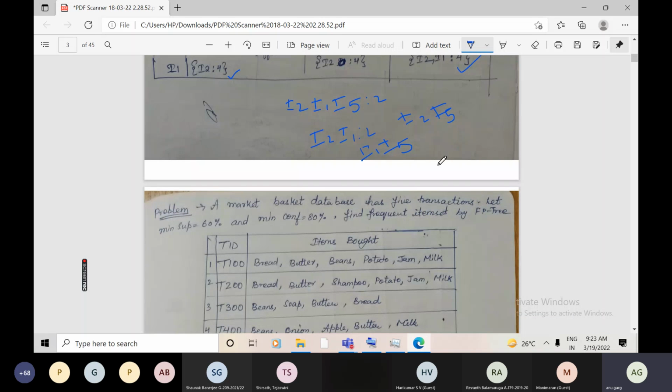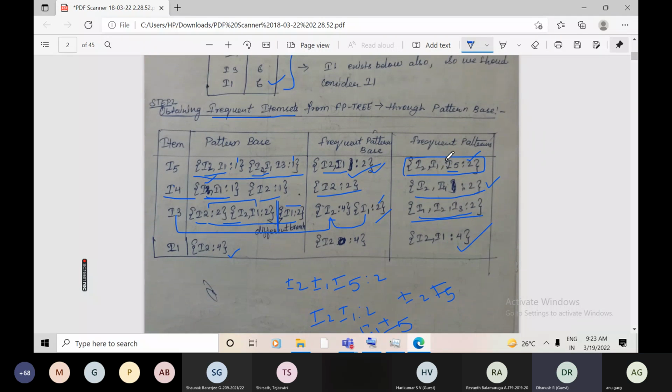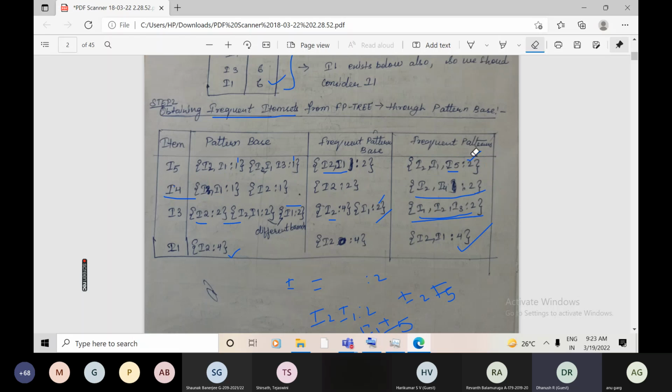Okay, so for this, we won't find confidence and confidence percent after finding the frequent patterns. No, no. If they've asked, then we will do. But they have not asked anything here.